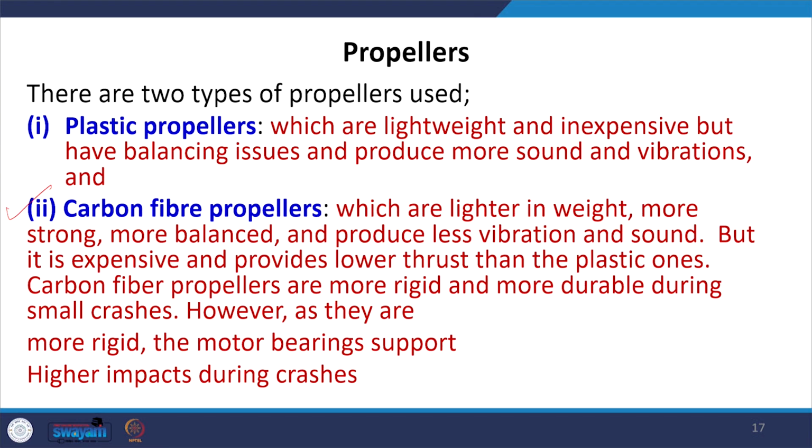Then the second category is the carbon fiber propellers. They are also light in weight, but they are very strong. They are more balanced and they produce very little vibration and sound when they are moving at a high speed. But they are expensive and provide lower thrust than the plastic ones.